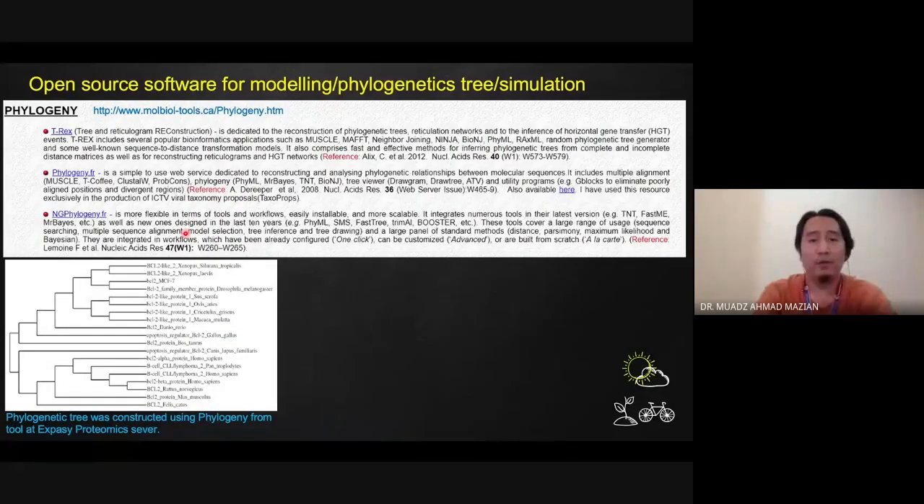And then, this is an open source tool for modeling or phylogenetic trees. I'm not sure, because for the biodiversity field, sometimes they want to look at it.